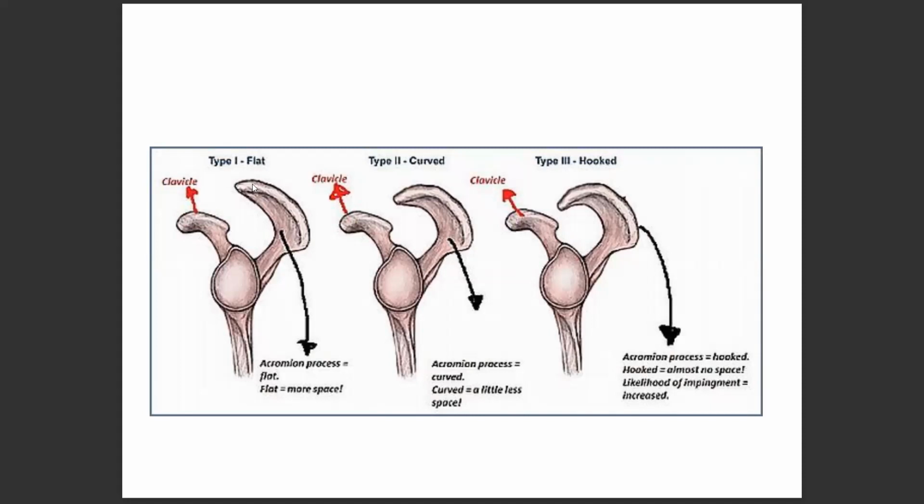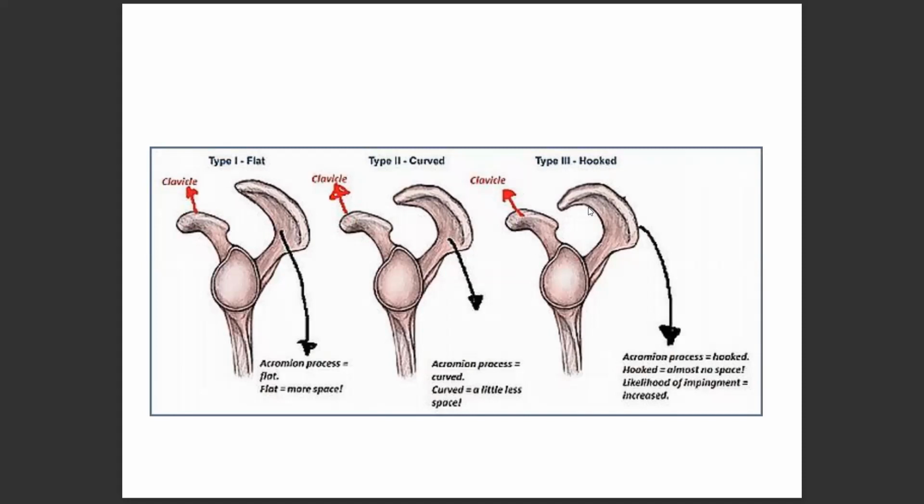This is actually known as flat acromion, the undersurface is flat. This is curved, and this is the hooked, which we call almost no space. If there is very less space, there is hooking at the end. This is type 3, which is known as the hooked acromion.